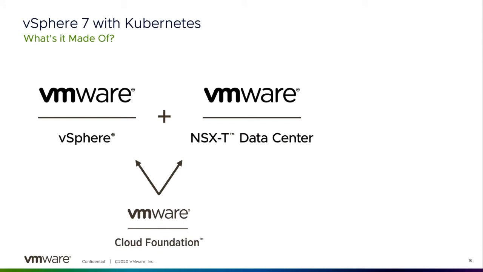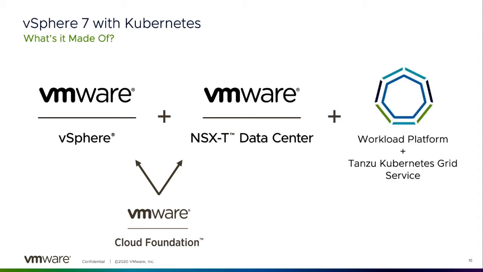So vSphere 7 with Kubernetes is really VMware vSphere 7.0 and NSX-T Data Center 3.0, deployed and managed by VMware Cloud Foundation. So VMware Cloud Foundation is the licensing mechanism for vSphere 7 with Kubernetes. And essentially what we do to layer the Kubernetes solution on top of this foundation is what we call enabling the workload control platform or the workload platform, as well as the Tanzu Kubernetes Grid service. The TKG service is really the Cluster API style component of managing and deploying Kubernetes clusters.